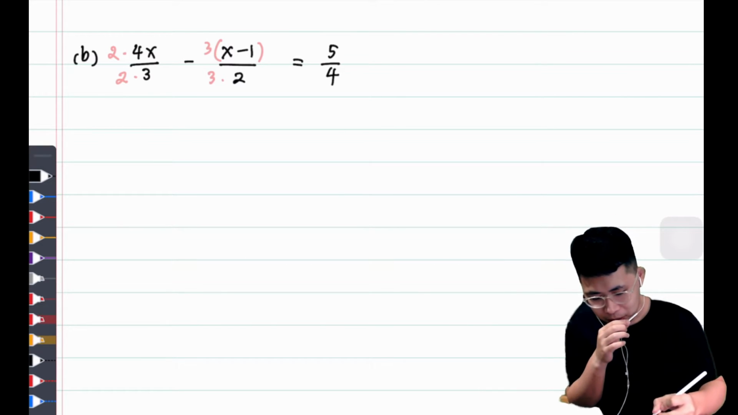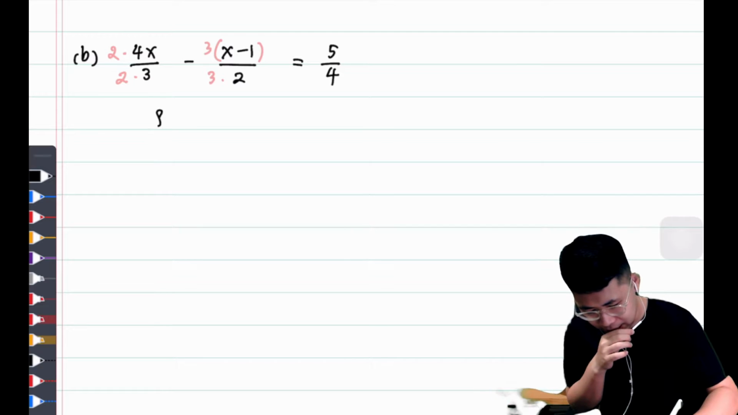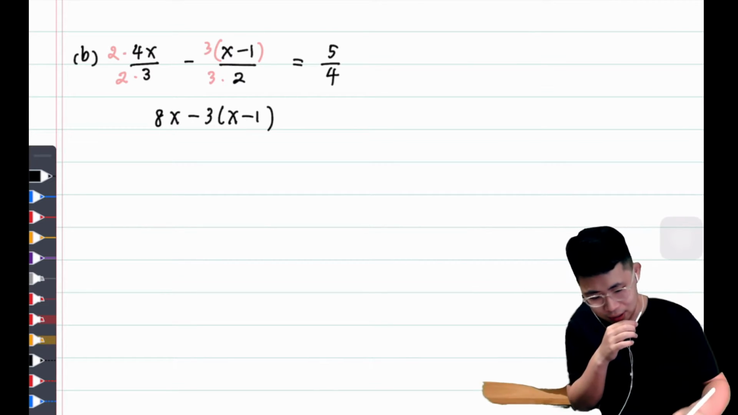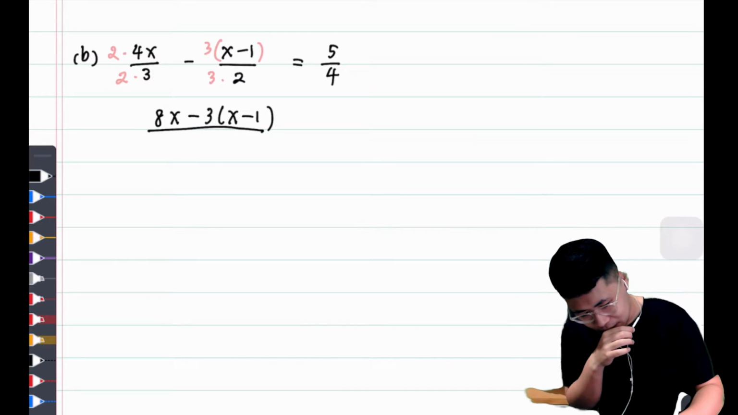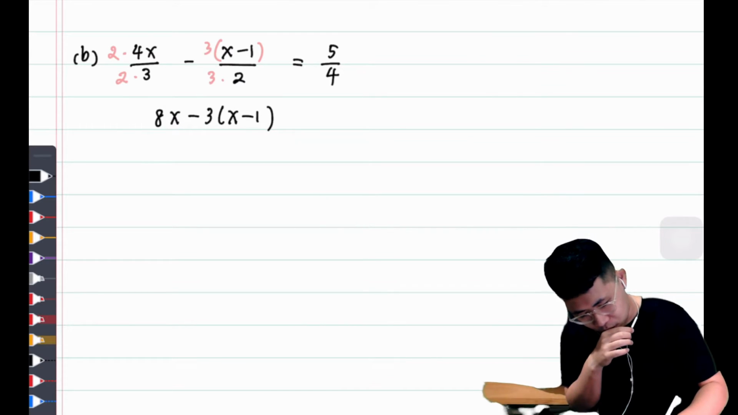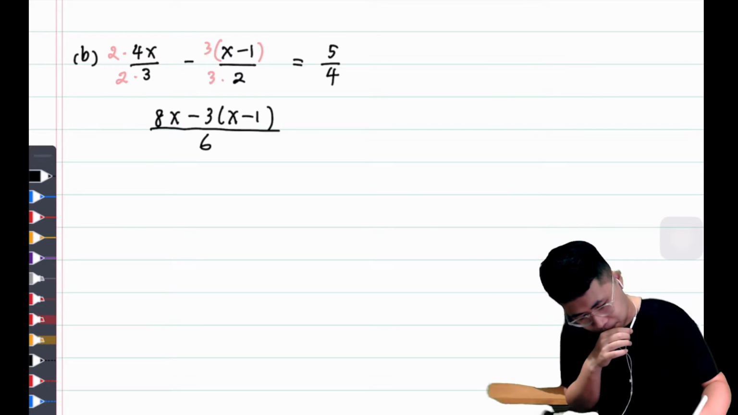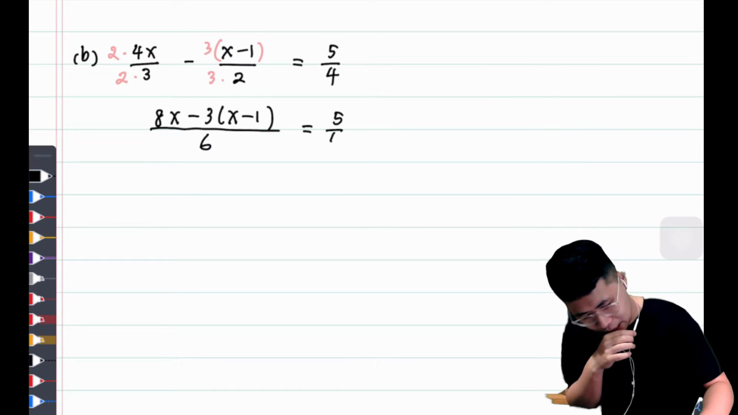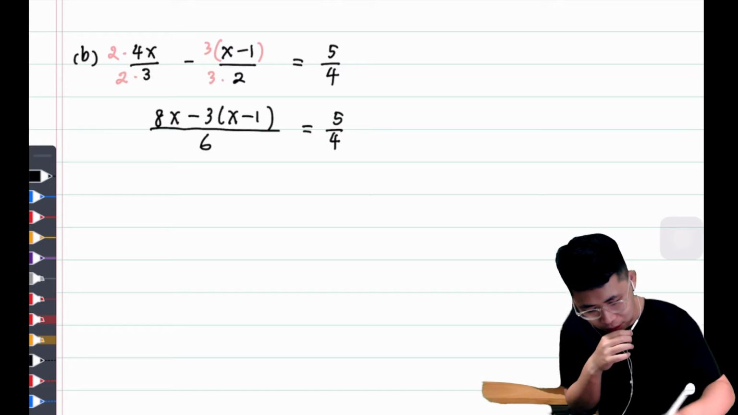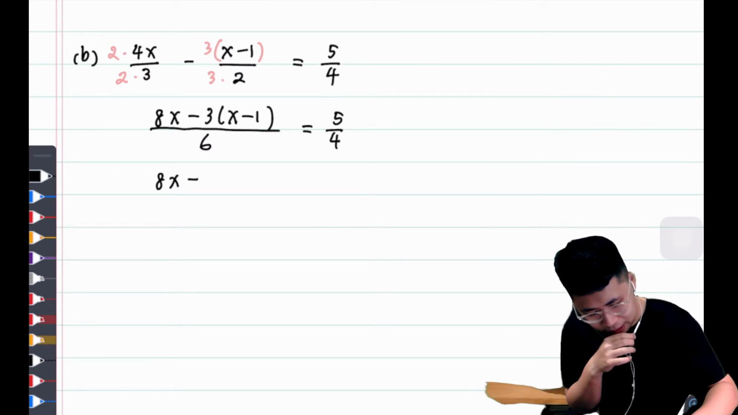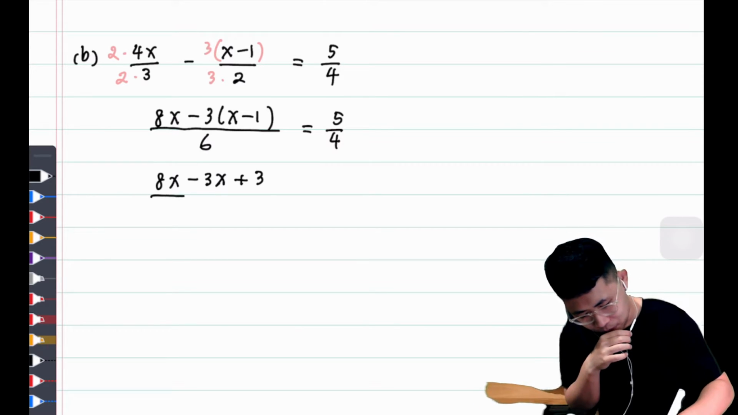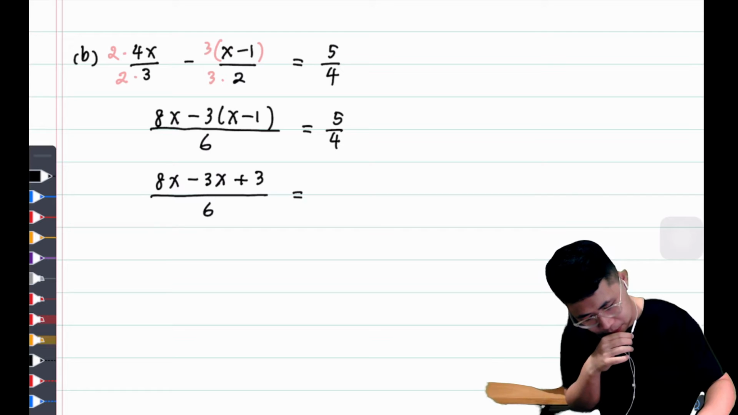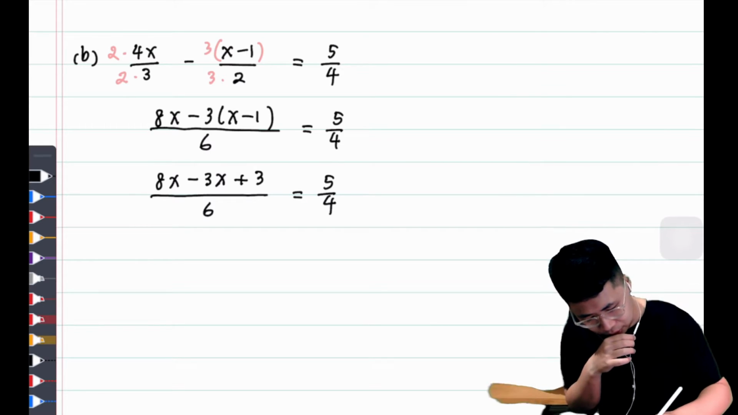So we're going to multiply this together, so 2 times 4x is 8x, minus 3 of this. We combine this as one fraction, we don't expand first, we combine first, and we get this thing over 6, right, equals to 5 over 4. And only then, let's expand, so 8x, we have our negative 3 times this, negative 3 times that, all over 6 equals to 5 over 4.